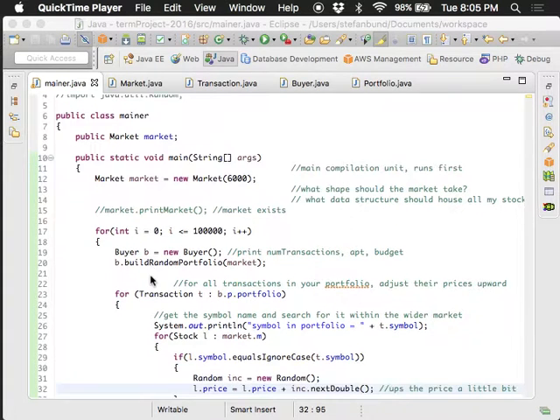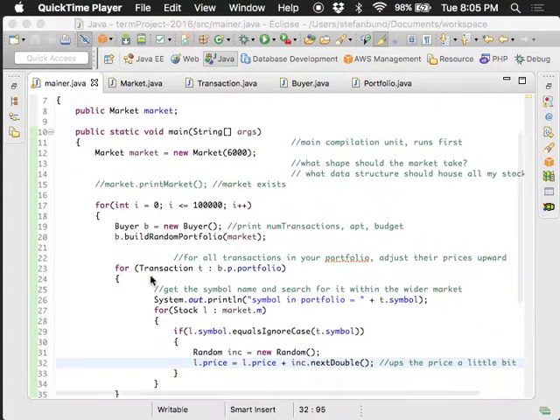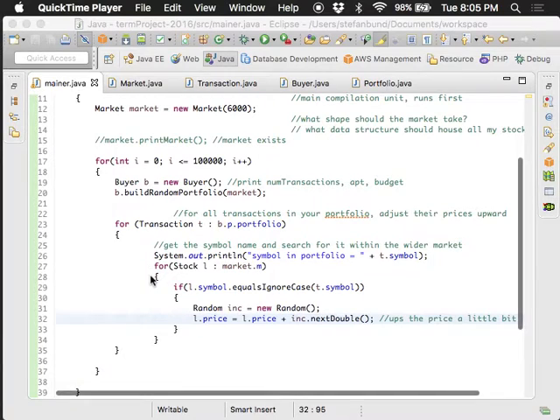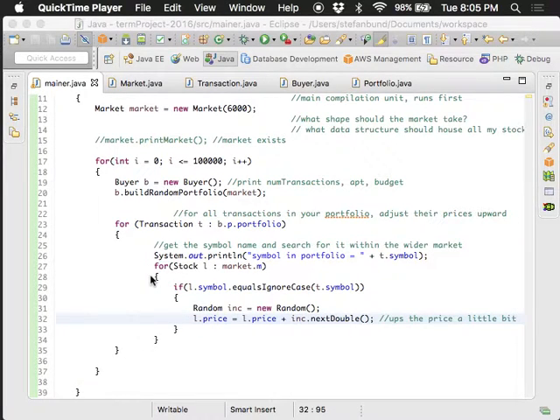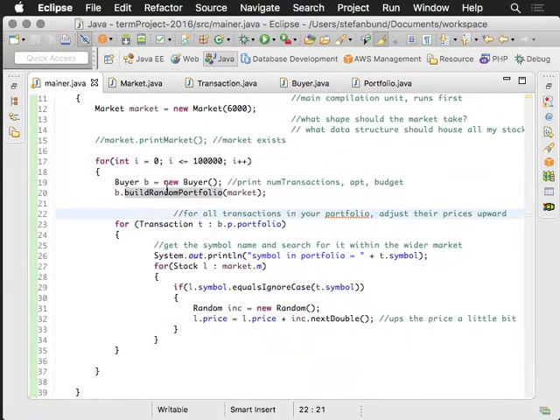So, I want to welcome you guys back, and I want to say you're probably very familiar with the requirements for Project 2. And one of the pieces of Project 2 is that you want to stimulate a lot of buying, and there's probably a lot of buying that's happening inside of your system. So for example, your buyer is building the random portfolio.